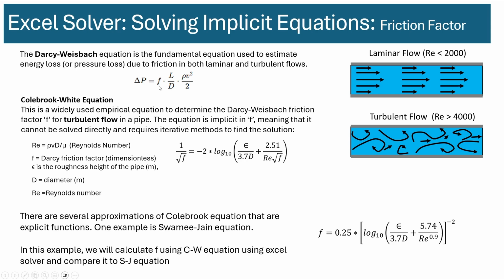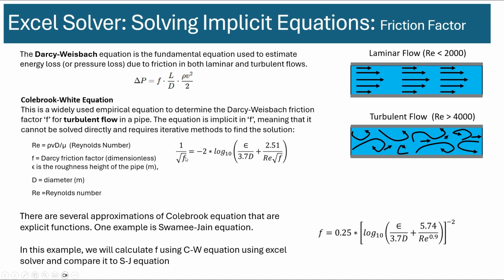And again, Reynolds number is something I'm hoping you are familiar with. It's the ratio of inertial and viscous forces. In general, when the Reynolds number is less than 2000, it's laminar, and when it's greater than 4000, it's turbulent. If it is greater than 4000, one of the most commonly used friction factor equations is the Colebrook-White equation.